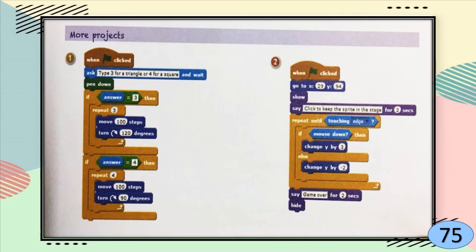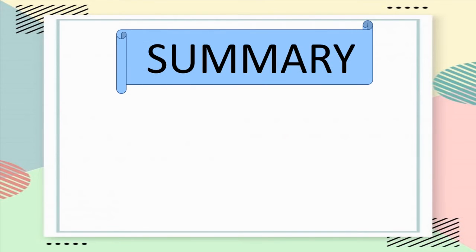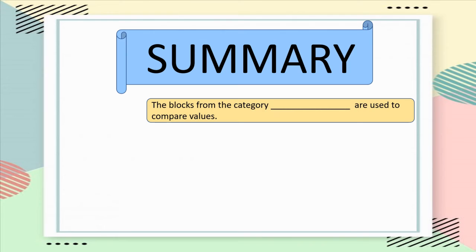Now on page 75 of your textbook, here's the project for you to make. That would be all for today, and to summarize our lesson, let's try to answer this activity by supplying the missing word.